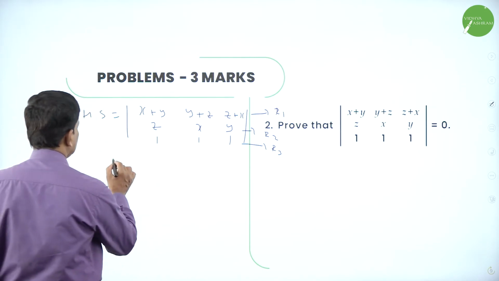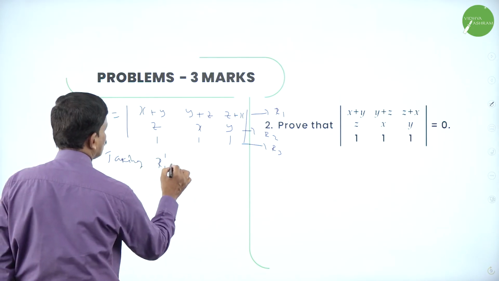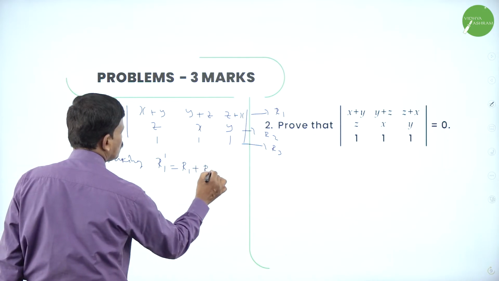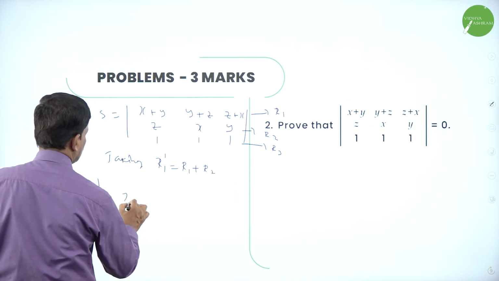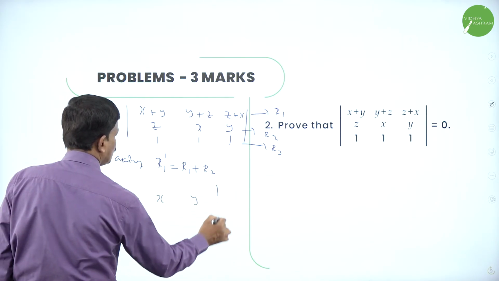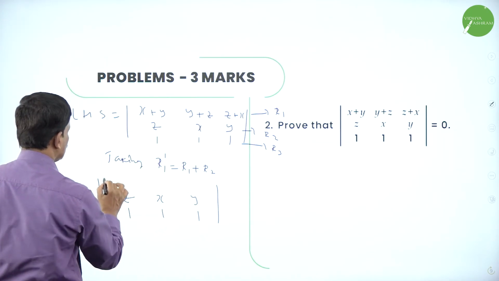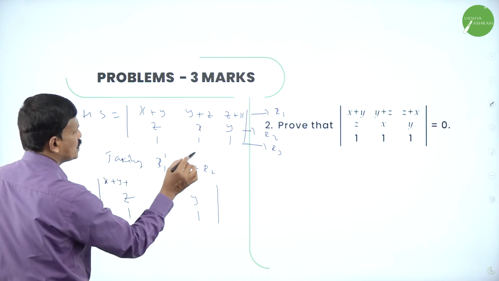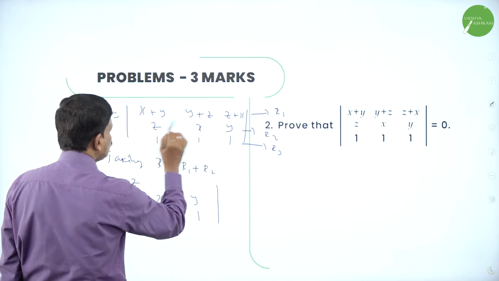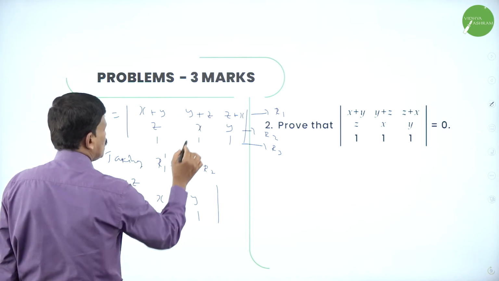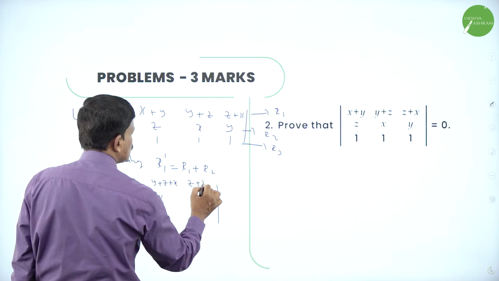So for this we are applying the property, taking R1 dash is equal to R1 plus R2. The second and third rows stay the same: z, x, y and 1, 1, 1. For this we are adding the first element of row 1, x plus y, and the first element of row 2, which is z. Similarly the second element: y plus z plus x. Similarly, z plus x plus y.